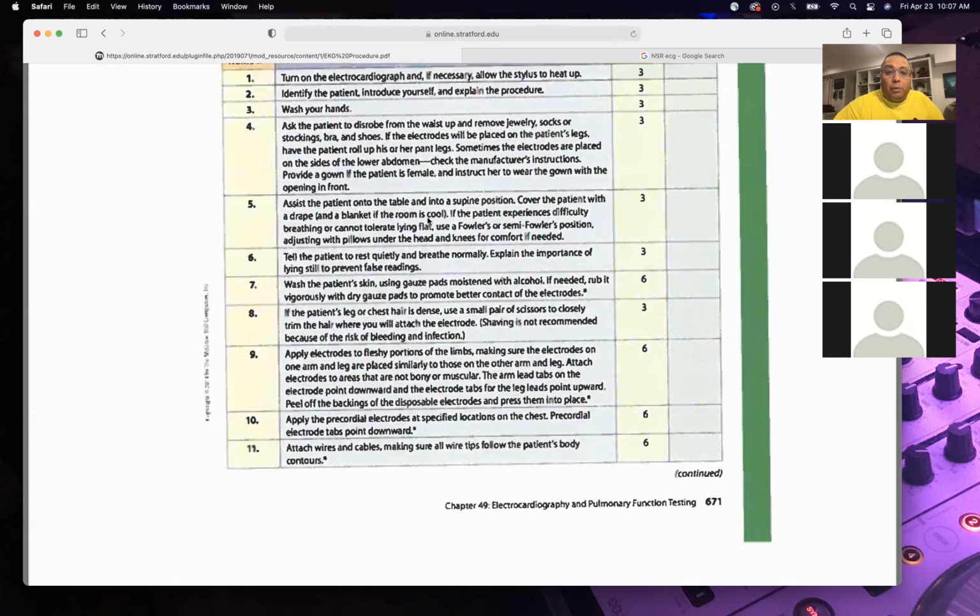You ask the patient to be in a supine position. That means lying down. I'd like modified semi-Fowler's.